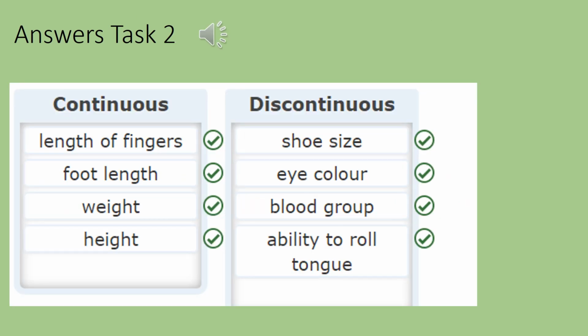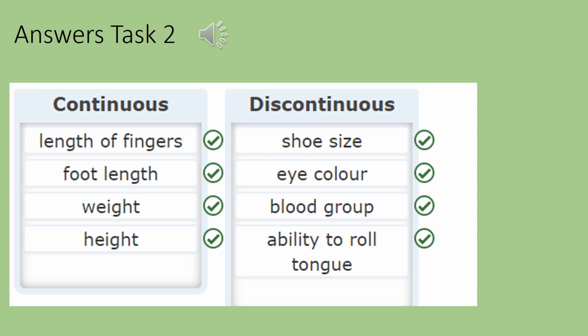Okay, so for task 2, all you needed to do was to identify whether it was continuous or discontinuous. So continuous would have been the length of fingers, the foot length, the weight and the height. Notice here that length, weight and height are the key words that we're using. They're things that can be measured and can be different.